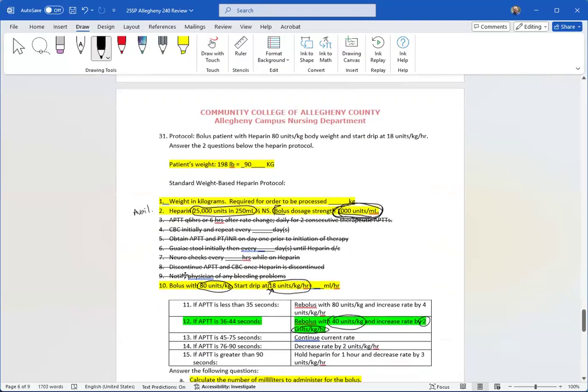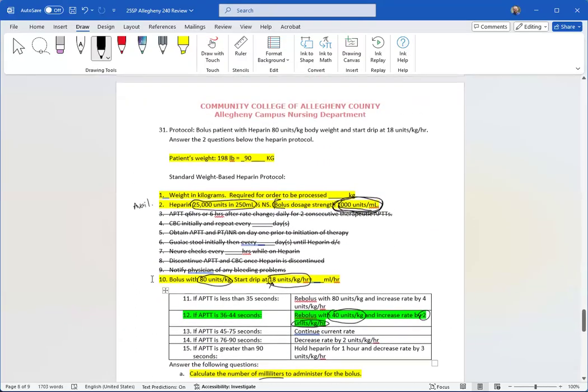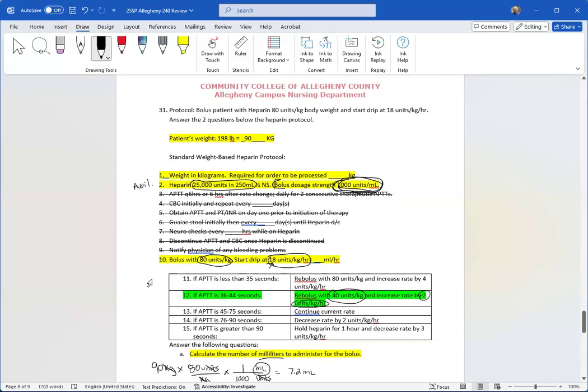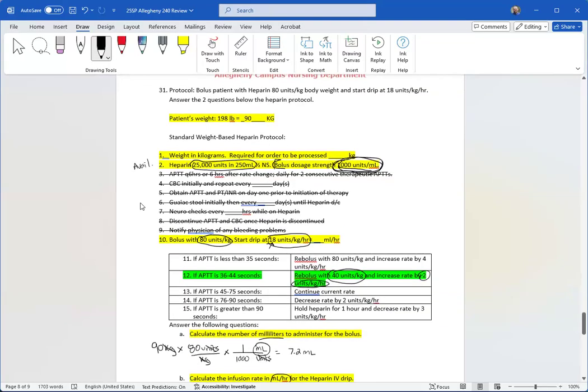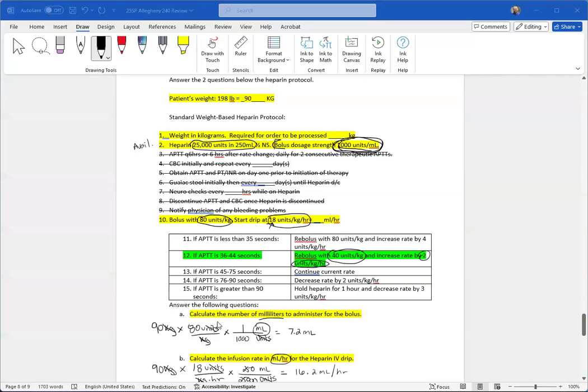All right, so let's look at the heparin protocol. I wrote this out last time. I reminded you, because you saw this last semester, that the standard weight-based heparin protocol is all these steps 1 through 15. And then I highlighted what's important for answering the questions.